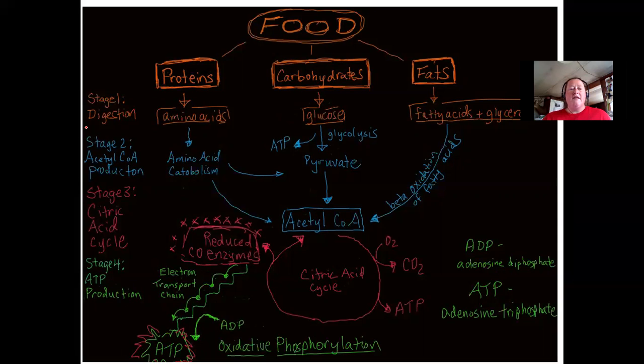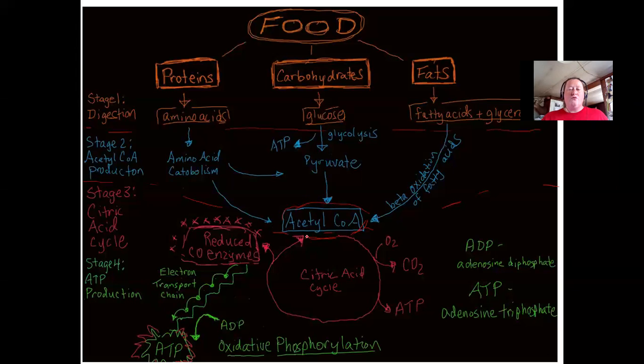I have it color-coded. My stage 1 is digestion, proteins getting broken down into amino acids, carbohydrates into glucose, and fats into fatty acids and glycerol. Stage 2 is the production of this acetyl-CoA. Without acetyl-CoA, we cannot have the citric acid cycle. Without the citric acid cycle, we cannot get our reduced coenzymes. And without our reduced coenzymes, we cannot get a series of chemical reactions that produce the ATP in the electron transport chain. So a key thing here is that proteins, carbohydrates, and fats can all result in acetyl coenzyme A.